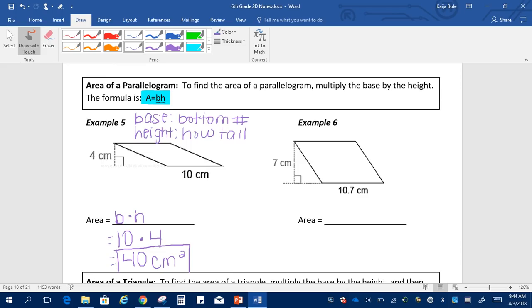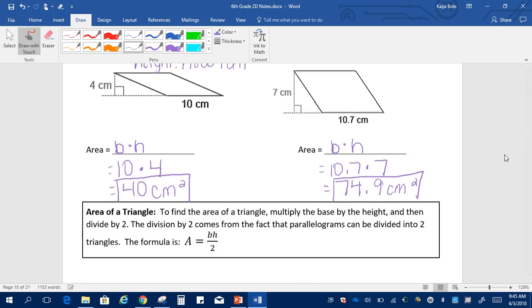Alright, example 6 here, again, area is base times height. So our base here is 10.7 times our height is 7, and when you multiply that, you get 74.9, and again it's centimeters squared. Okay, they always write the formula as base times height, but if you switch the numbers, that's okay too. Remember, you can multiply in any order.